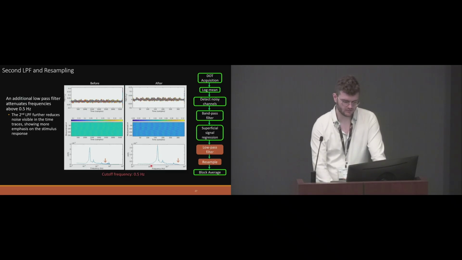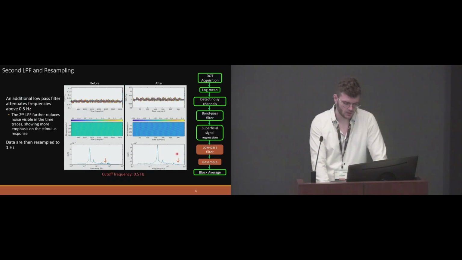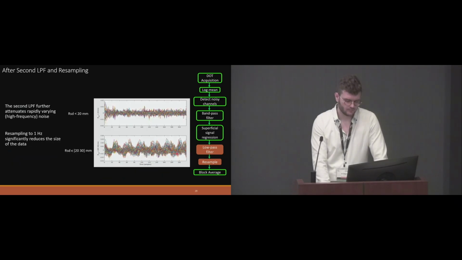And now we have filtered out some of our respiration and pulse peaks, less visible over here. And then, like I was saying before, our data is resampled to 1 hertz. So we can look at this as well in terms of our zoomed in plots, and it's a lot easier now to see these pulsatile waveforms.